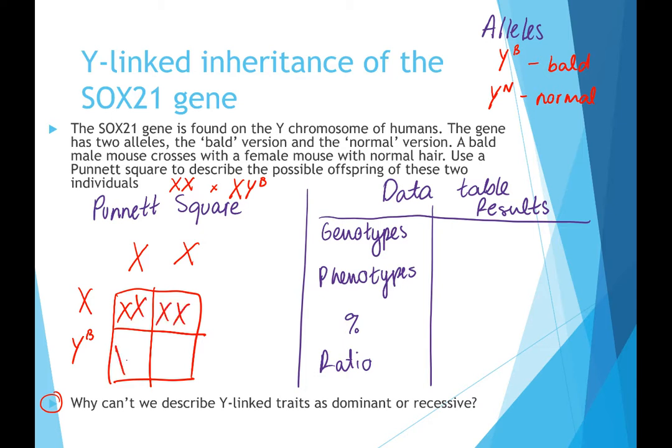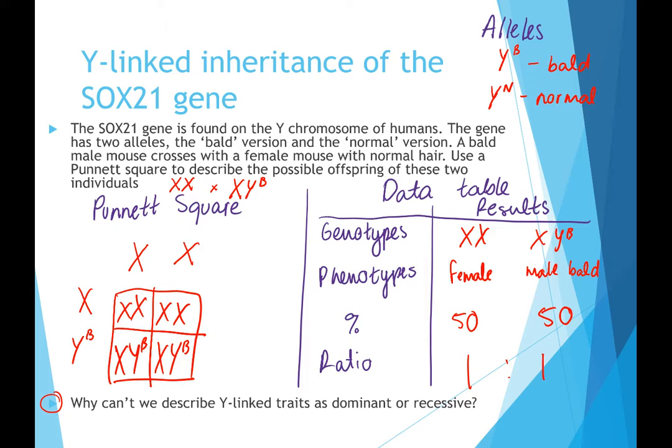And hopefully that's what you get. So here's the genotypes, XX, X, Y, B, and the phenotypes, female. There's no Y chromosome, so we have to make no judgment about whether it's bold or normal, but so we just write female. Oh, and then here we just write male and bold. Okay, percentage-wise, we have 50% female and 50% male, and ratio is 1:1 again.